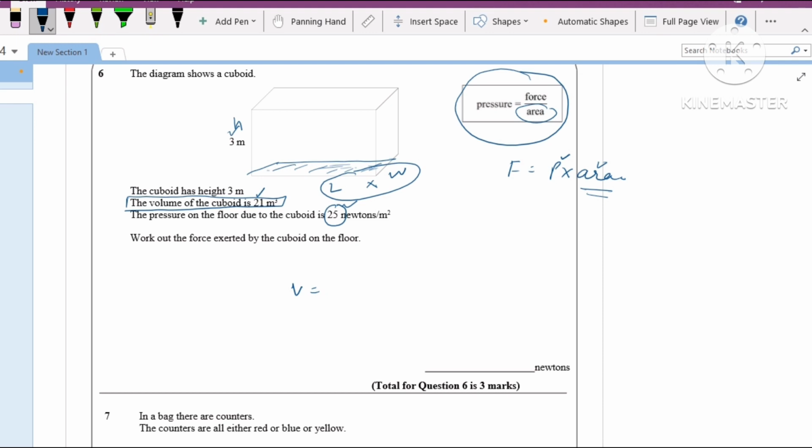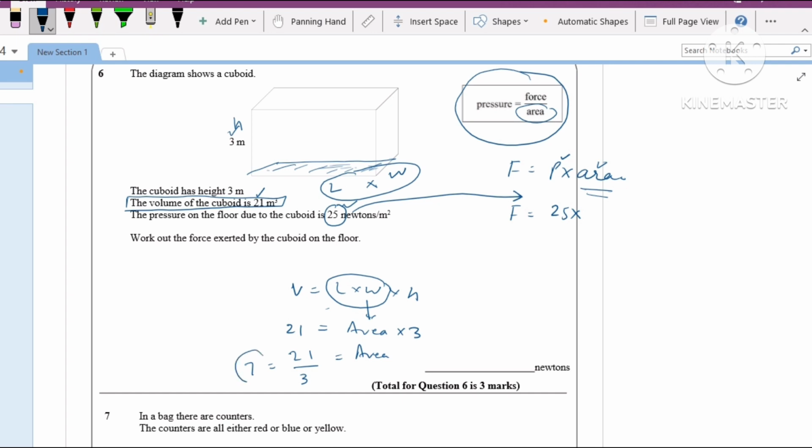Volume is equal to length times width times height, and length times width collectively give us the area with the contact. So we will write area to replace length and width, and height is given as 3, and volume is given as 21. So the area with the contact, that is, we will divide 21 by this 3, that is 7. So area is 7. So force will be pressure, which is 25, times this area, that is 7. So 25 times 7 is 175.